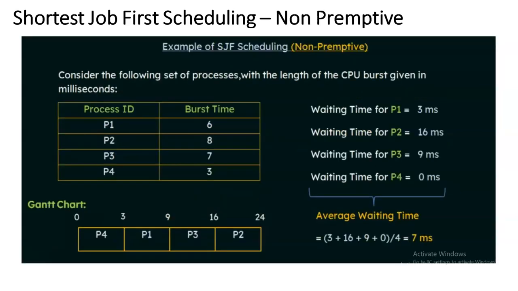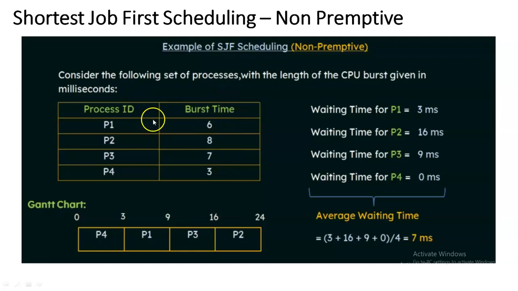The first one is the non-preemptive algorithm. Here, the thing you'll be considering is only the burst time. No arrival time will be there. In FCFS, we'll be having arrival time, and we'll be drawing the Gantt chart according to the arrival time. But in SJFS, you'll be considering only the burst time.